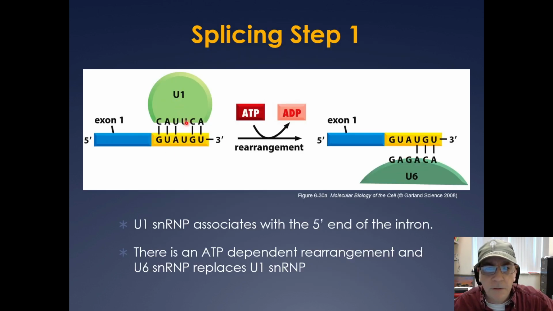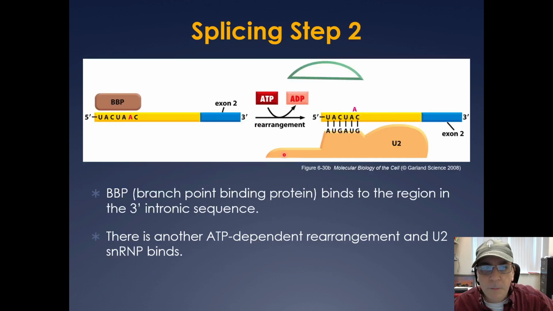The first thing that happens is the U1, in an ATP-dependent rearrangement reaction, is displaced with U6, okay, and you have hydrogen bonding between the nucleotides in each. Then at the 3' end, you have the branch point binding protein with the adenine where the Lariat structure is going to form, and that also undergoes an ATP-dependent rearrangement, and the branch point binding protein is displaced with U2, the U2 snRNP.